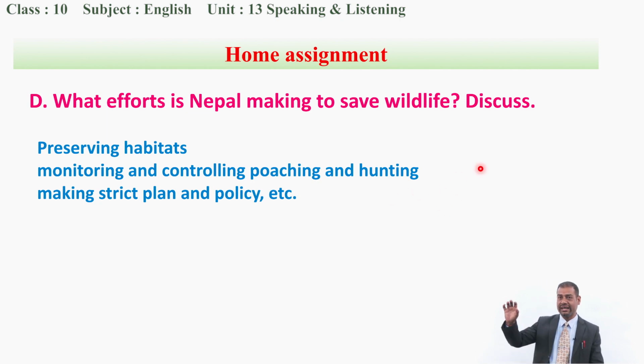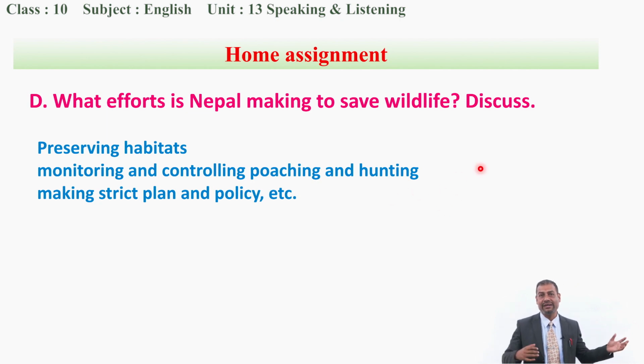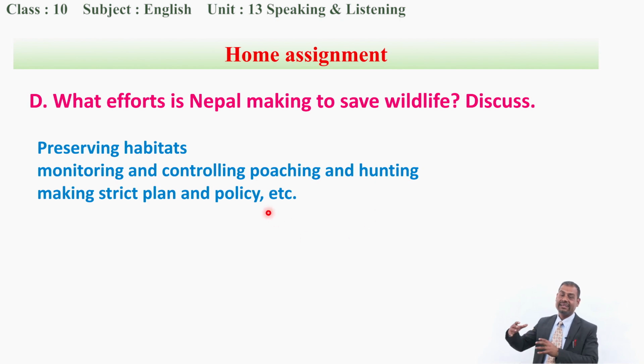Next can be monitoring and controlling poaching and hunting. These days, you know, people like to hunt the animals. People like to kill the animals for different things, for different benefits. That should be controlled and monitored by the government. Similarly, making a strict plan and policy. You can write down another point, for example, like this, creating awareness among people about the importance of wildlife. This is how you can add the points, discuss and share it with your friends in your classroom. Is that clear to you?